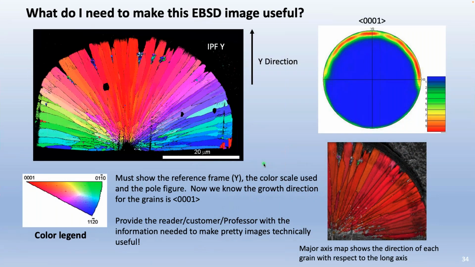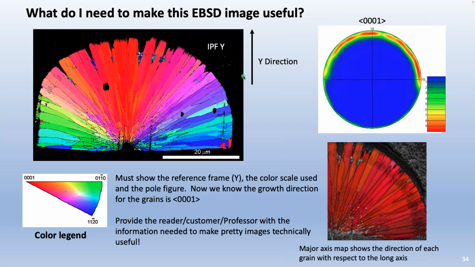What we really need to do is include a lot of information with this. First of all, we have to identify what map this is. This is an IPF Y, and the Y is pointing up in this image as shown here. So we need to include that information. We need to include a color legend, so we know that the grains that are aligned with the Y direction appear to be the basal plane, right? So we need to know that.